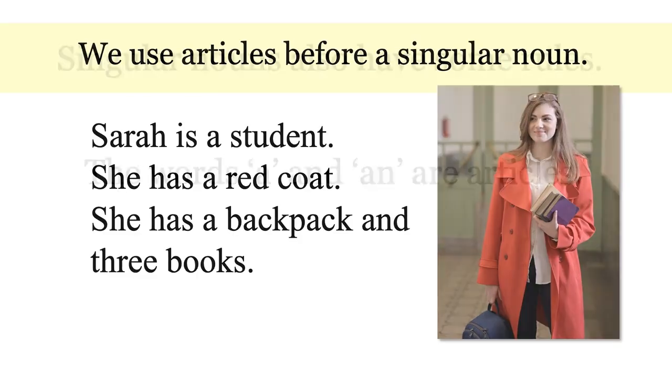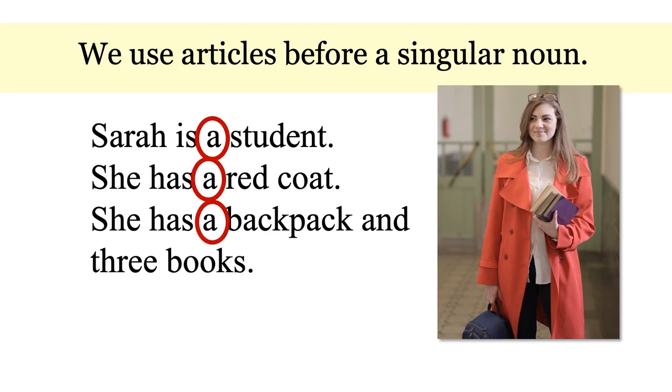Let's look. Sarah is a student. She has a red coat. She has a backpack and 3 books. Notice the a in front of the singular nouns. But here we have 3, so we don't need an article.